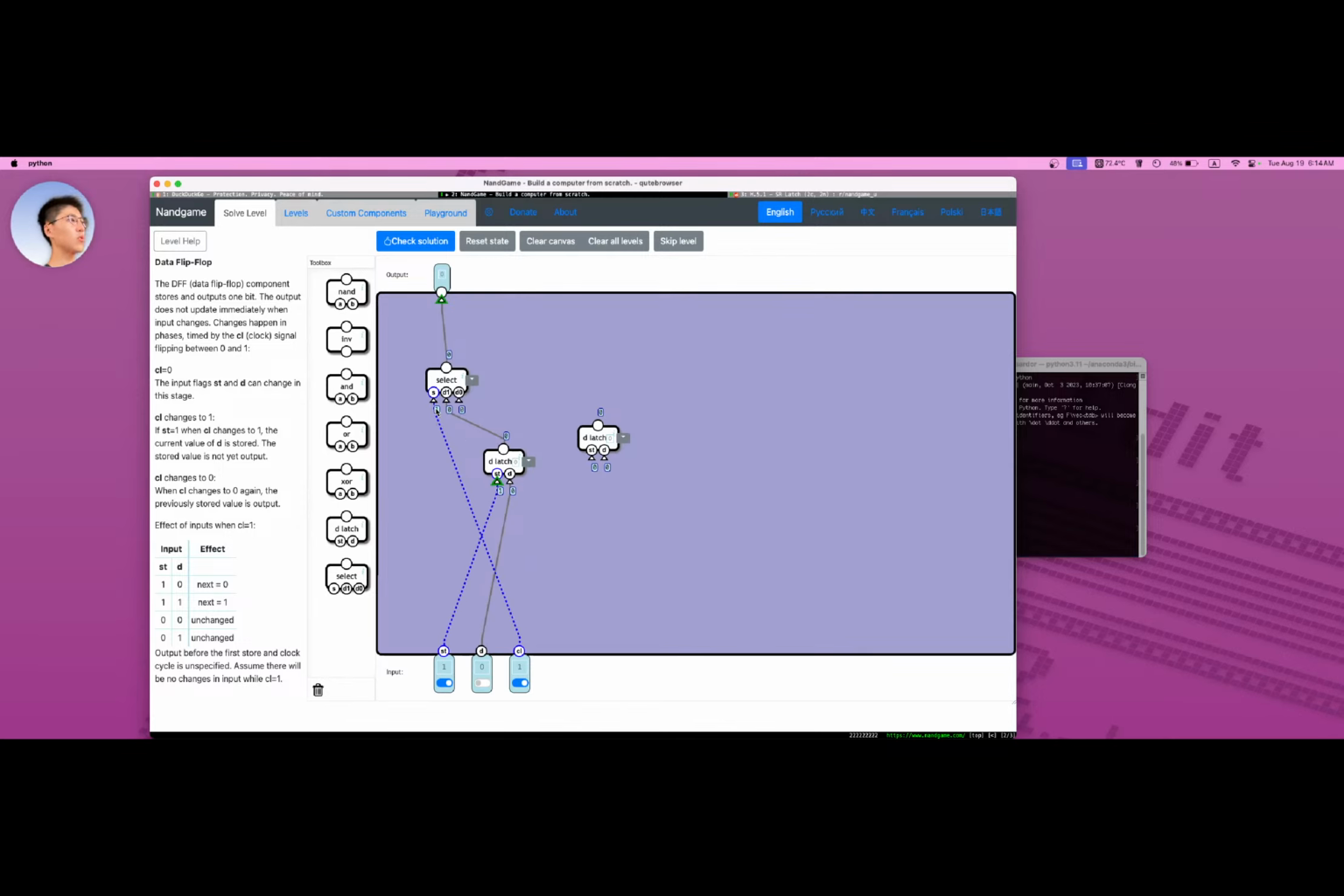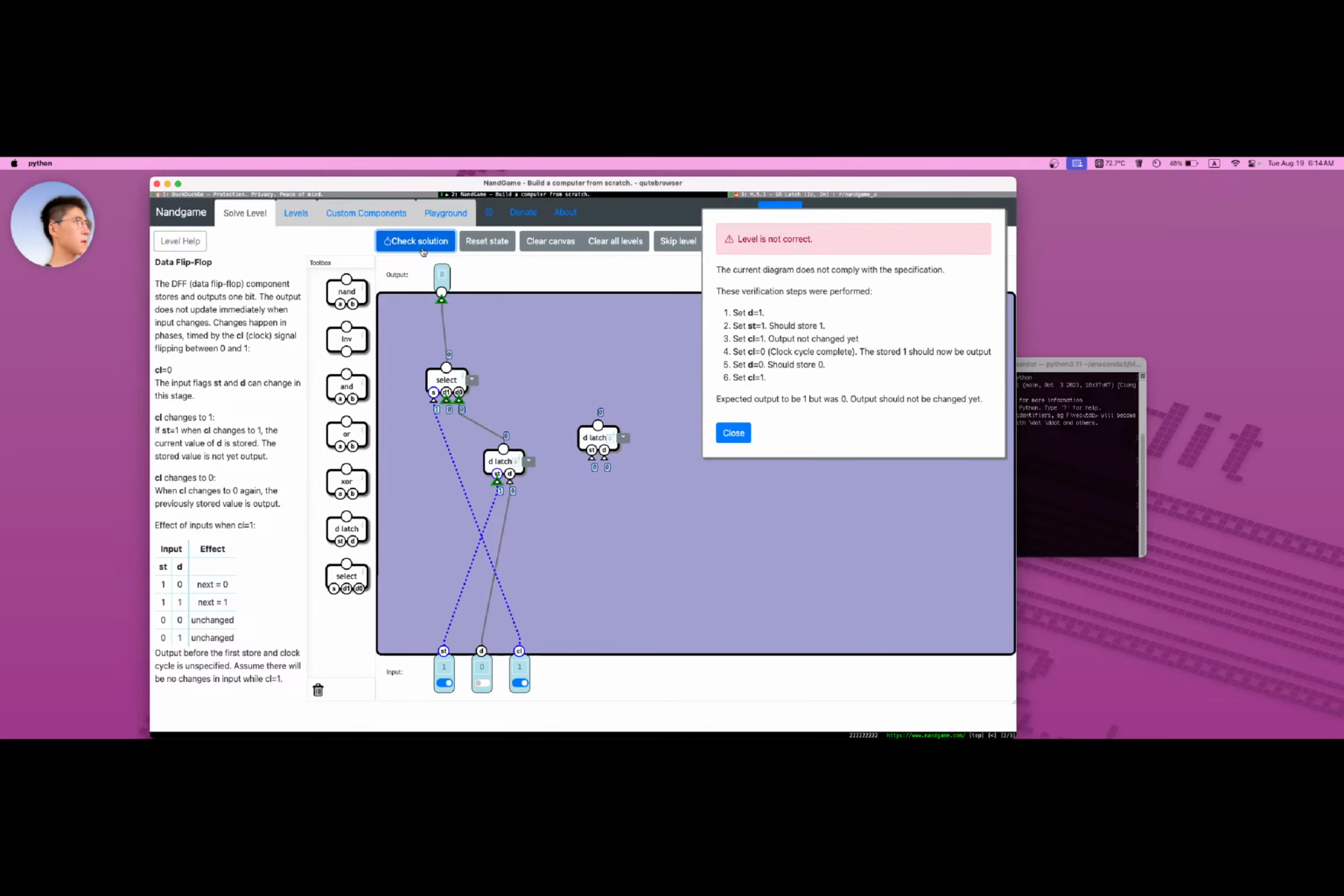When it is 1, we should not output anything. When it is 0, we should output, right? Let's check it. Set D to 1. Set ST to 1. Should store 1.